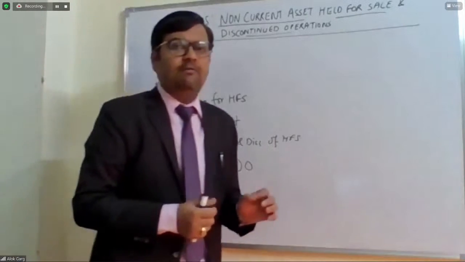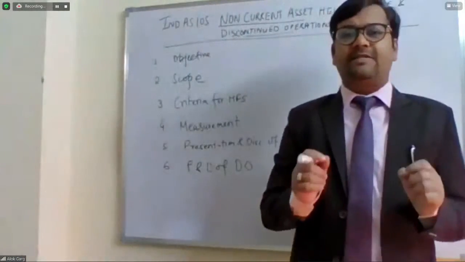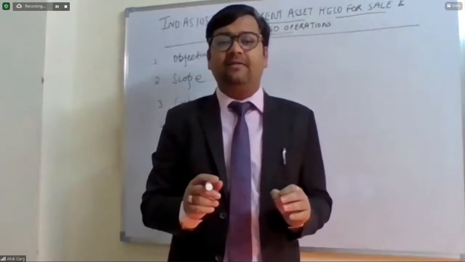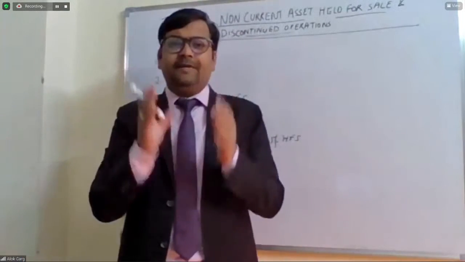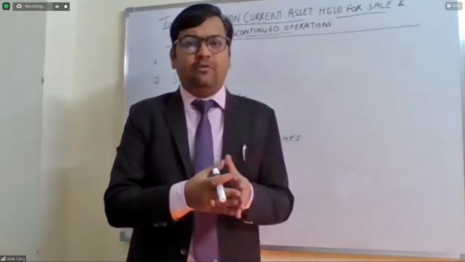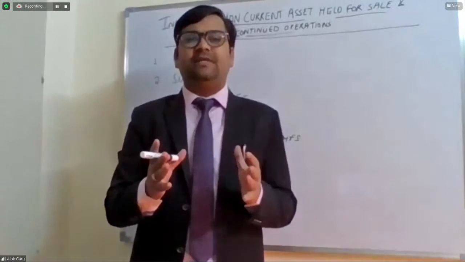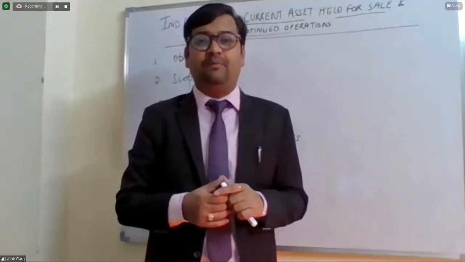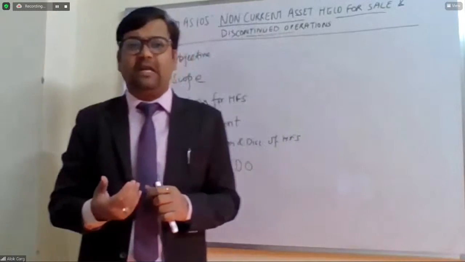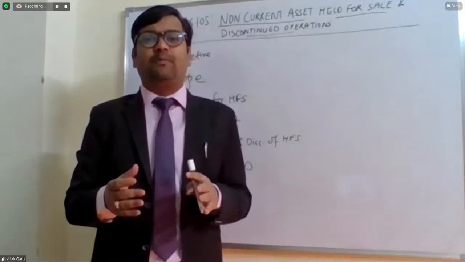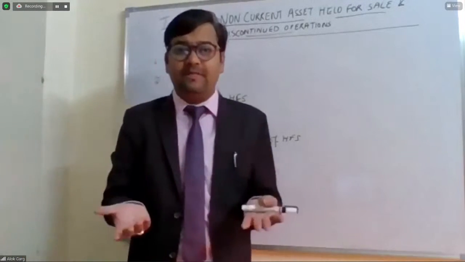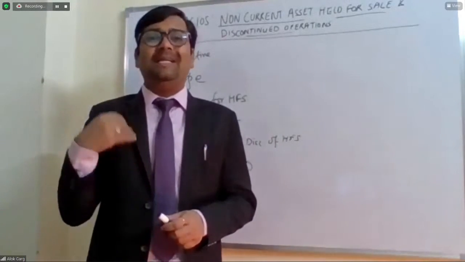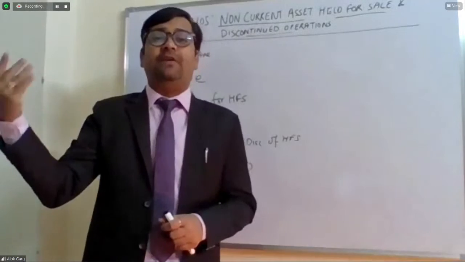For example, when we read IND AS 16 and IND AS 38, we understand that an item has to be recognized as property, plant and equipment, or as an intangible asset, when two conditions are met. One, future economic benefits should be probable, and two, cost can be measured reliably. Future economic benefit means that when we use that particular machinery, property, plant and equipment or intangible asset, we will have some benefit in future.